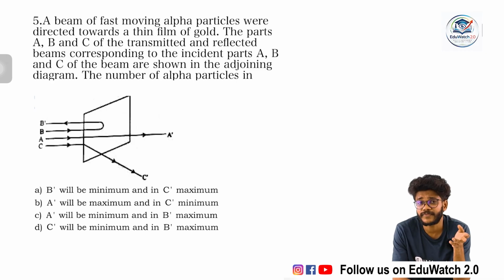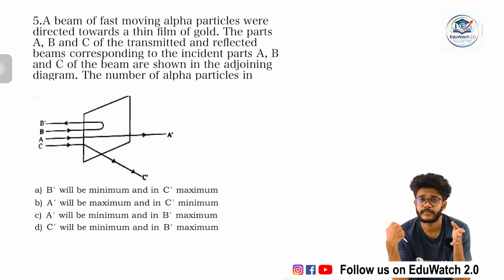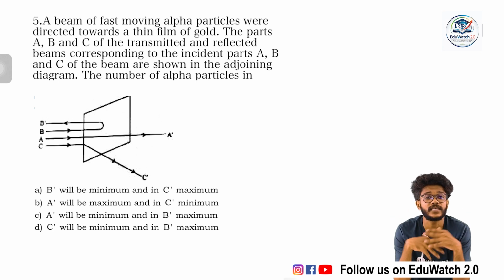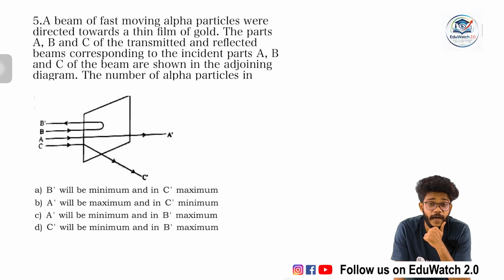What are the inferences we get from this experiment? Most of the area of an atom is vacant, and most of the mass is concentrated in the center part called the nucleus. When the alpha particles hit the center part, they bounce back, that means they return back. And since most of the area is vacant, most of the particles will go through the atom.